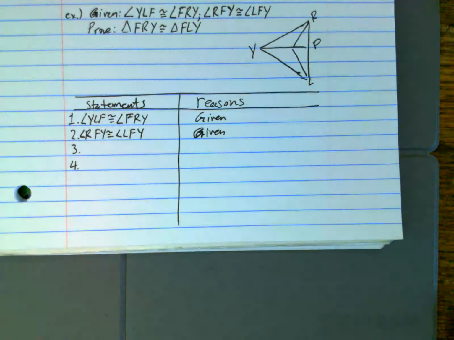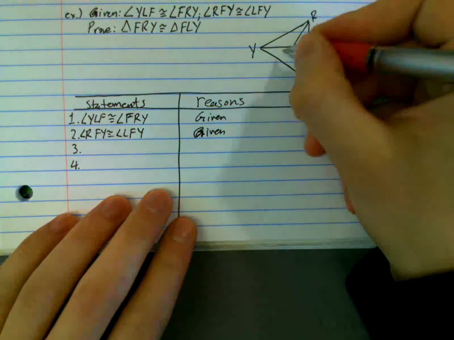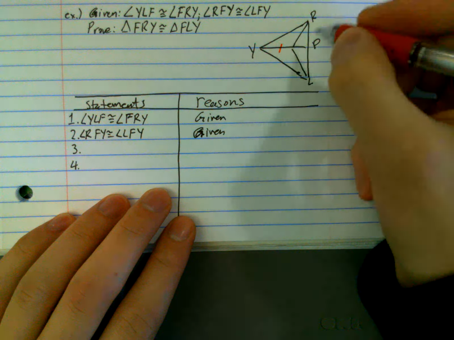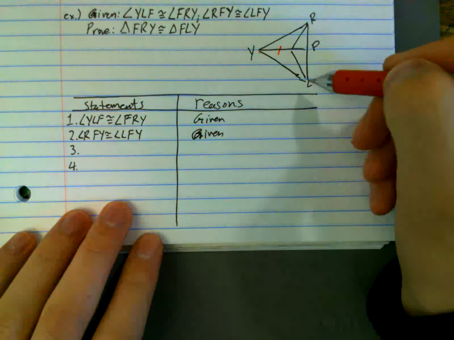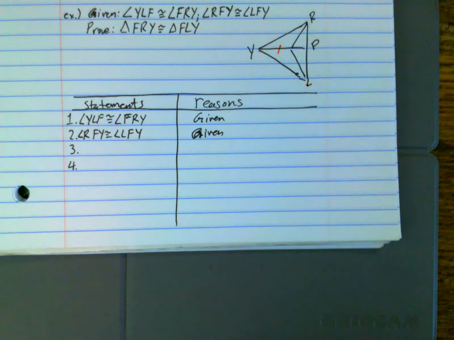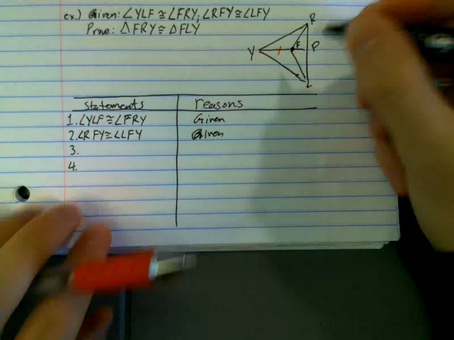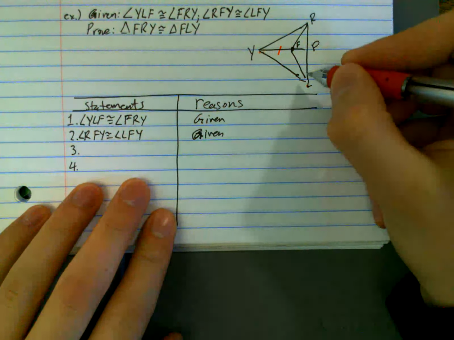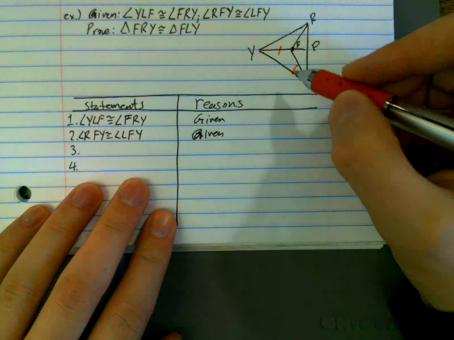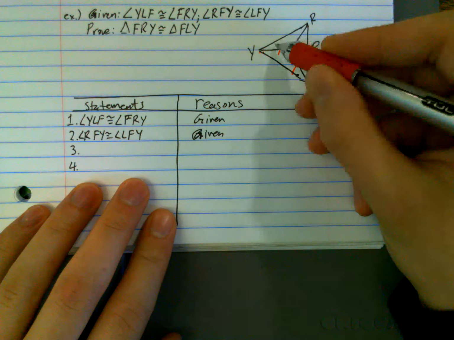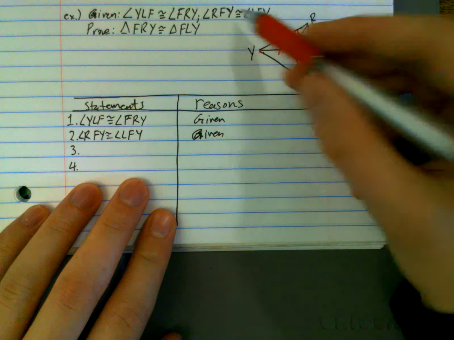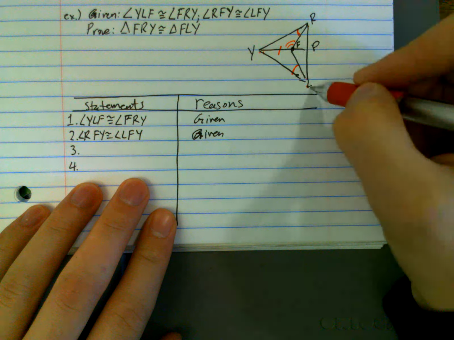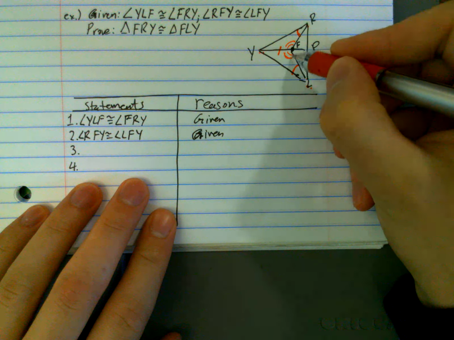Next up, let's label some stuff. So we've got angle Y, and that's L right there. So Y, L, and F's in the middle. This is F right here. Okay? So we got L over here, so we know that YLF is congruent to FRY, so right here. And we know that RFY is congruent to LFY. Okay?